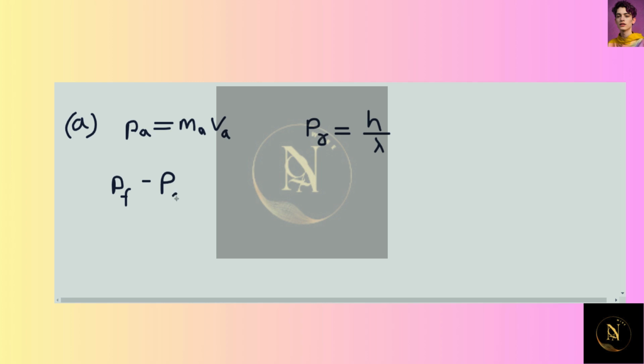So the final momentum of the atom, P sub F, minus the momentum of the atom, P sub A, is equal to negative the momentum of the photon, gamma. That's because the final momentum minus the initial momentum of the atom is going to give us the deceleration value, right? Because what this is doing is giving us the force that's acting on the atom.